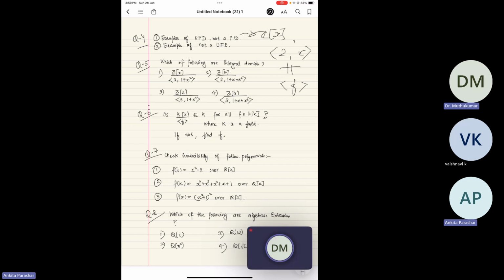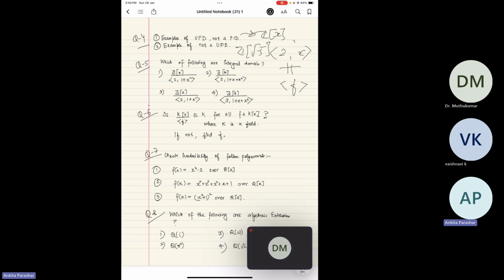So the answer for this is Z[√-5]. Exactly. In fact, you can take Z[√-6], -7, I guess -7, not -6. Yes, so there are many. This is one of the examples of not a UFD. So question 4 is roughly done. I will come back to why Z[x] is not a PID.